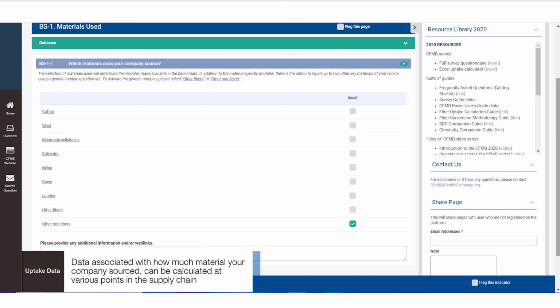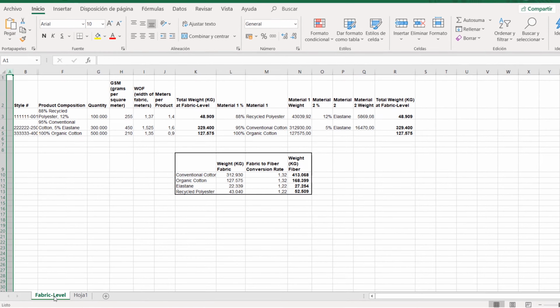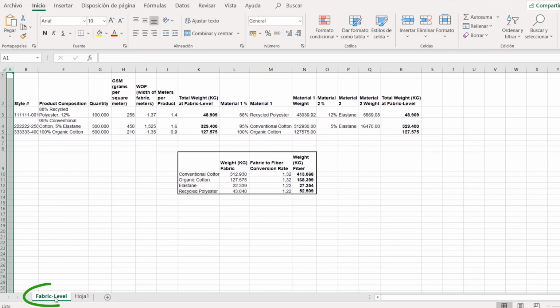For example, the most accurate data for your company might be at product level using product composition data, product weights, and number of products. Other companies may have the most accurate data at fabric level or yarn level. Please use the calculation approach which is the best fit for your company and will produce the most accurate results.